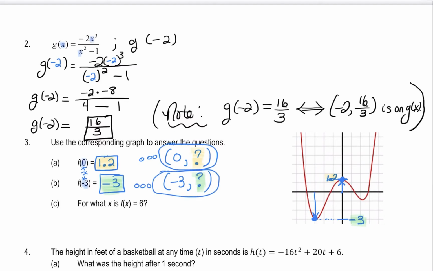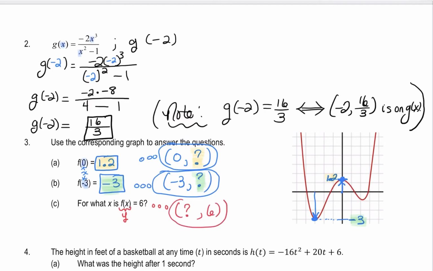Okay, the last one here is a little different because this time, notice it says for what x. Last time we had the x and we were looking for the y. This time they're saying for what x is the f of x. So remember, this entire f of x is really saying the output, or in this case, the y. So as we look at this one, this is a different question. This time we are looking for the x and we're given the y.